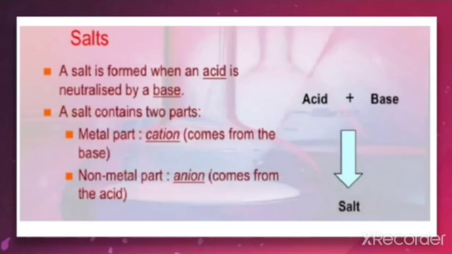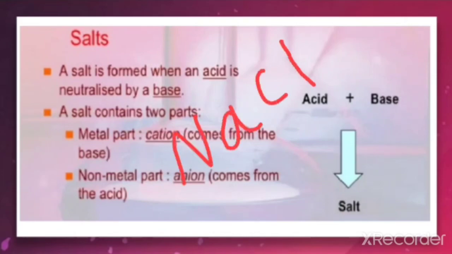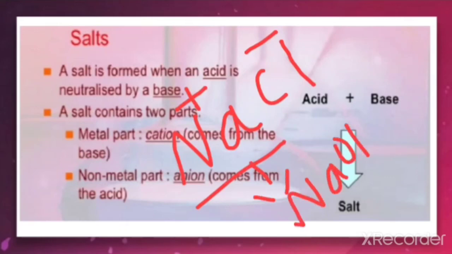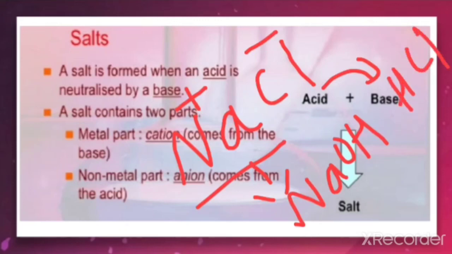A salt contains two parts, the cation part, which comes from the base, and the non-metal part, the anion, which comes from the acid. When we take the example of common salt, NaCl, it has a cation part and an anion part. The cation part comes from the base, NaOH, and the anion part comes from the acid, HCl. So we get the salt NaCl when NaOH, a base, plus HCl react, giving rise to NaCl.